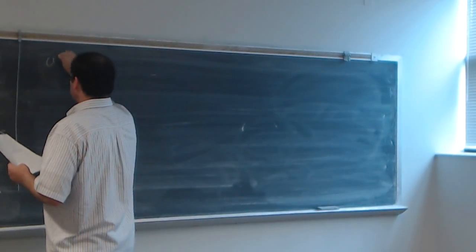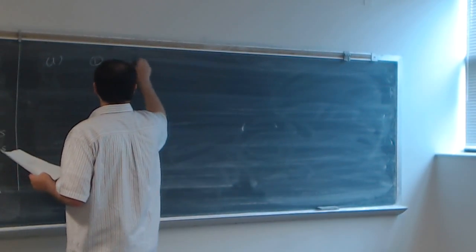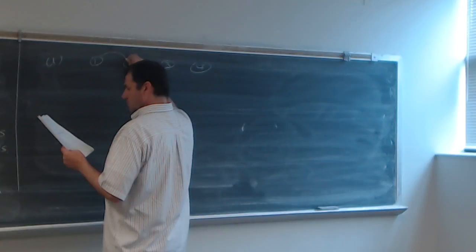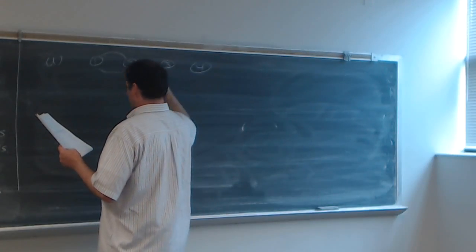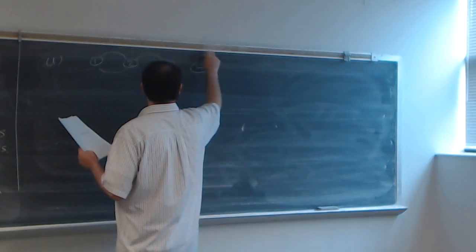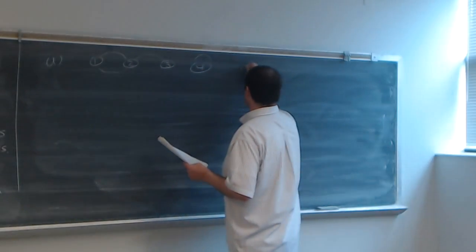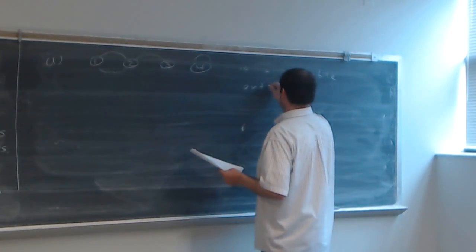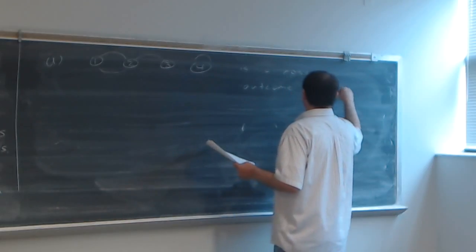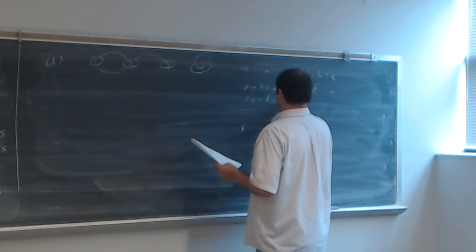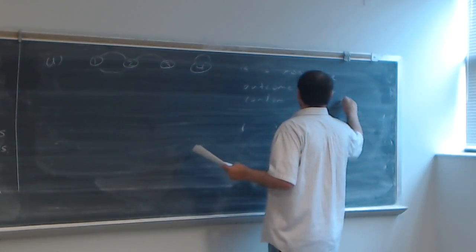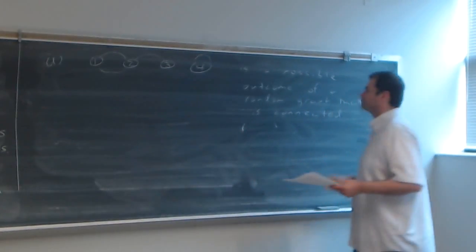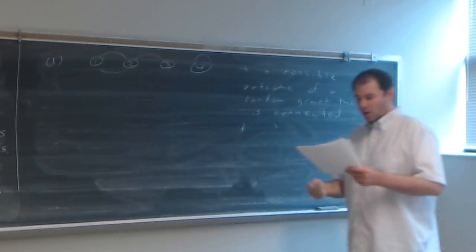So, part D, we have 1, 2, 3, 4, and 1 goes to 2, 2 gets sent back to 1, 3 gets sent to 1, and 4 has a self-loop. This is a possible outcome of a random graph that is connected. All right.